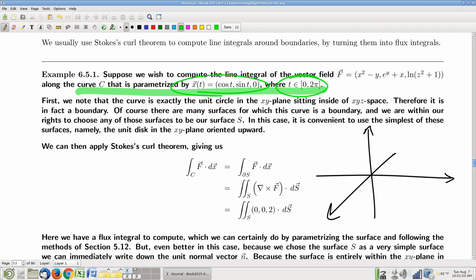T goes from 0 to 2 pi. It's pretty easy to persuade yourself that our curve looks like that, and it does indeed start and end at the same point.